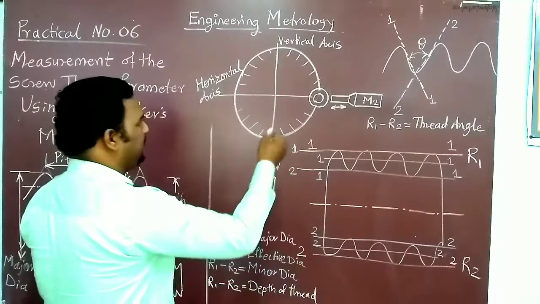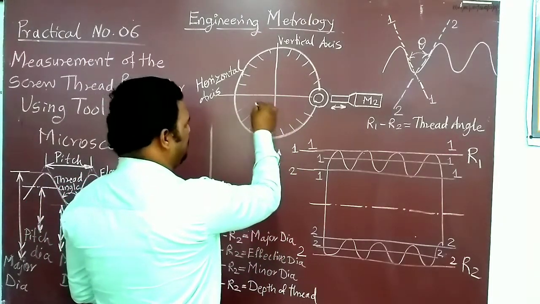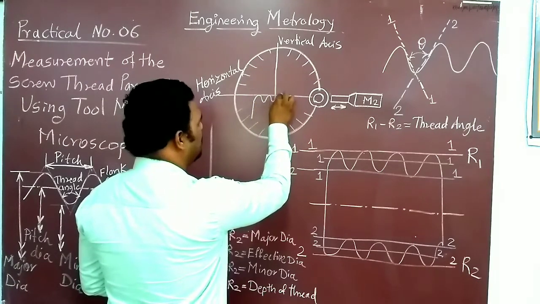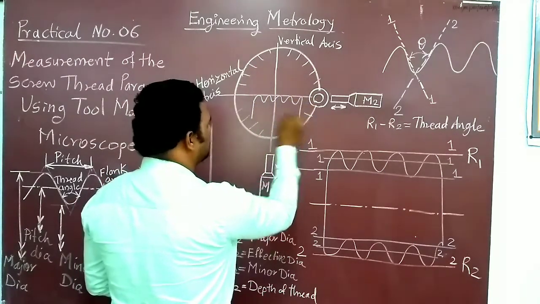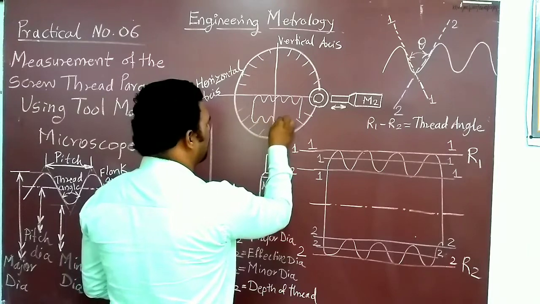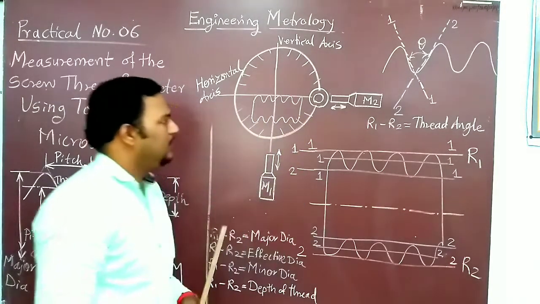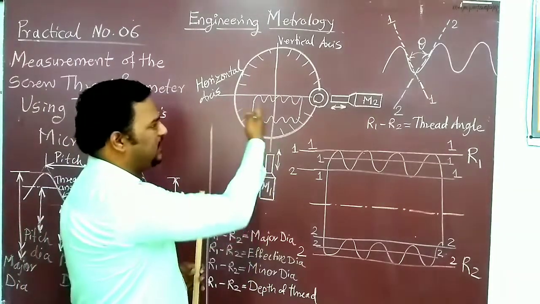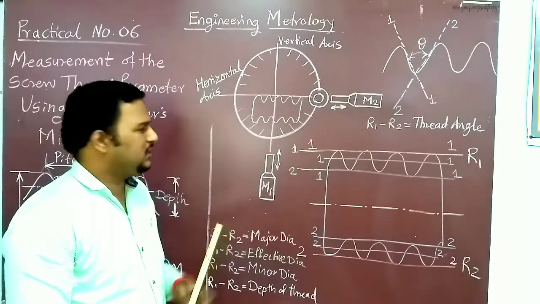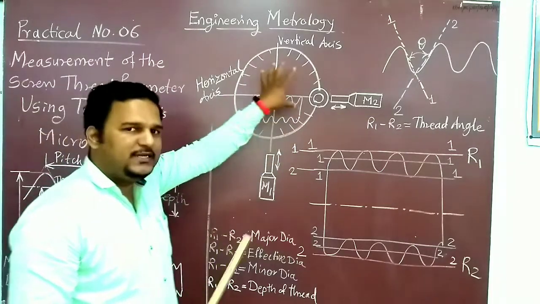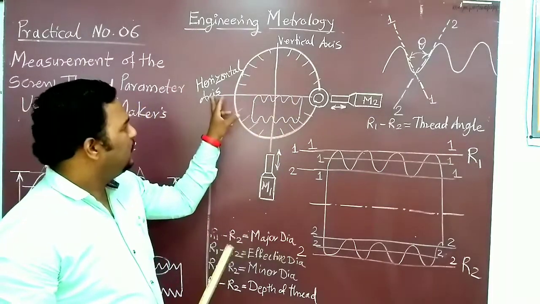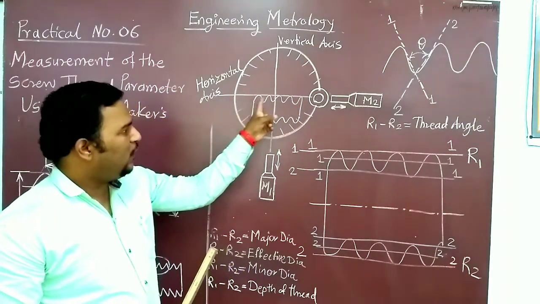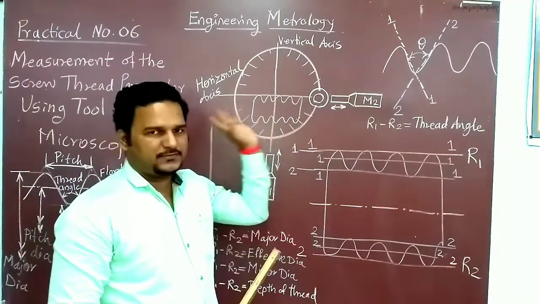Now let's take an example. If that thread form is giving you like this, this is the shadow image obtained from that screw thread. Okay, shadow image of the screw thread on the display. Now take a look at this. The horizontal axis is touching all the crests.